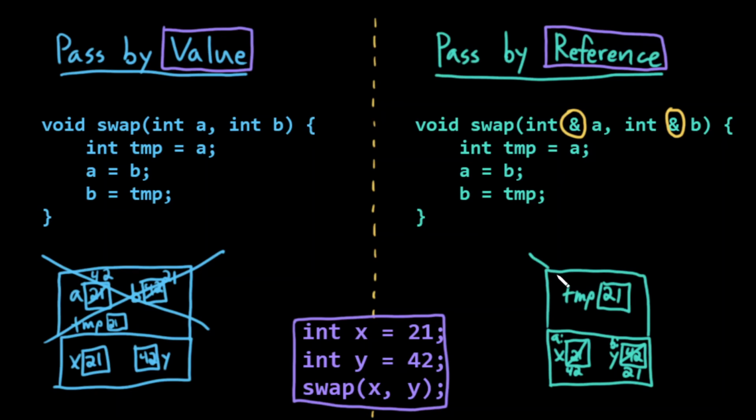Now this method returns, this stack frame pops off. Now we no longer have these references a and b, but the actual original variables have been updated. So x and y themselves did indeed get swapped. So in pass by value, we create copies of whatever we pass in. Pass by reference, we create references to those exact same variables.